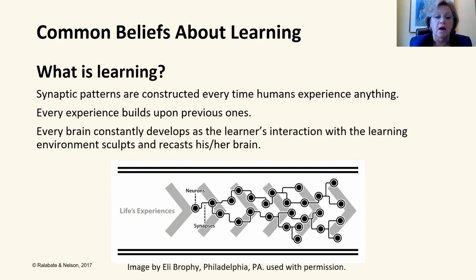I love this symbol or representation that's on the slide that actually appears in our book, because it shows that as you have experiences, the neurons interact with other neurons, and synapses are formed, and they network through our brains. And so we really have a multitude of connections in our brains that we can use as learners and as educators.